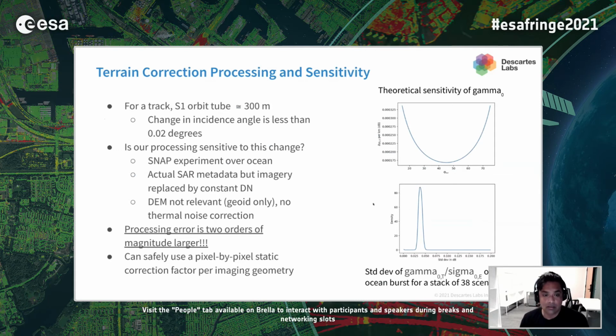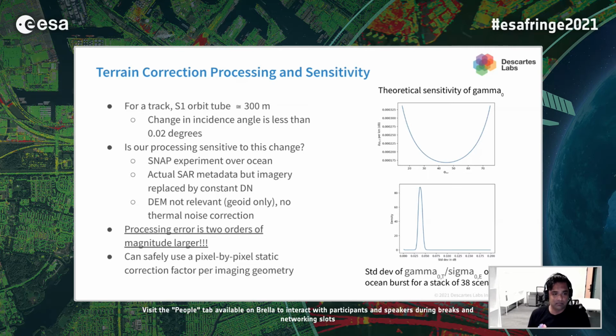If you were to see if this incidence angle has any change on backscatter at all, you could take any software, SNAP, Gamma, and run this experiment. Keep the original SAR metadata, but change the imagery to a constant digital number layer. Then run it through, compute your sigma naughts and your gamma naughts, and look at ratios. And you'll see that the processing error is in the order of 0.0405 dB when your incidence angle variation is so small. So we believe you can safely use a pixel by pixel static correction factor.